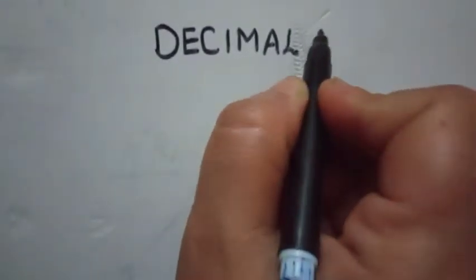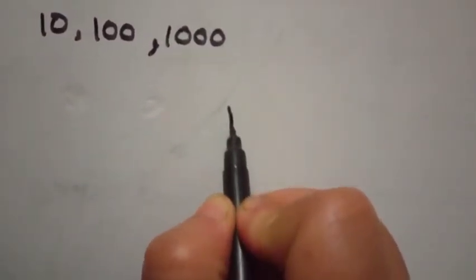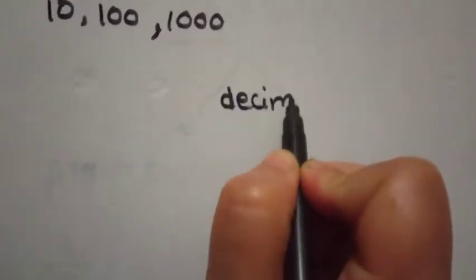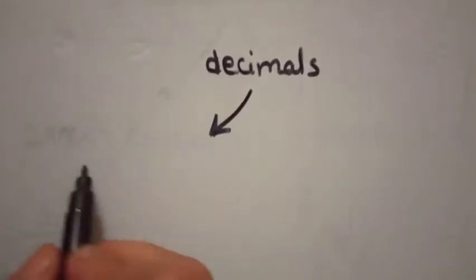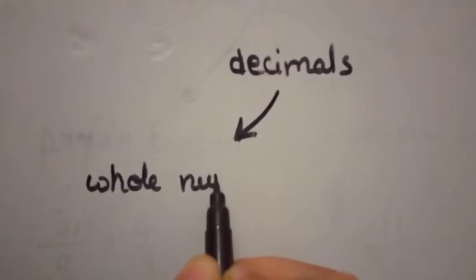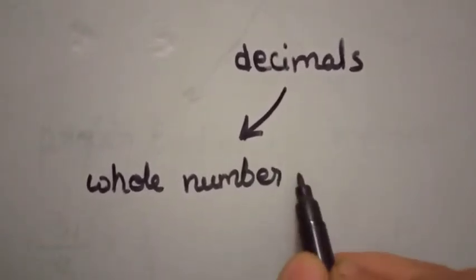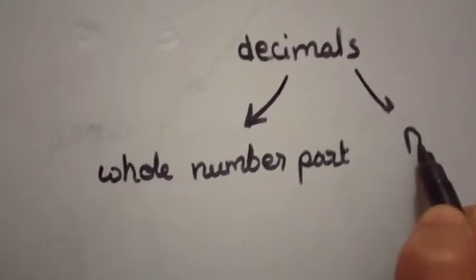What are decimals? What are decimal fractions? Fractions whose denominator is 10, 100, 1000 are called decimal fractions. Now, a decimal has two parts. First is the whole number part. And second is the decimal part.